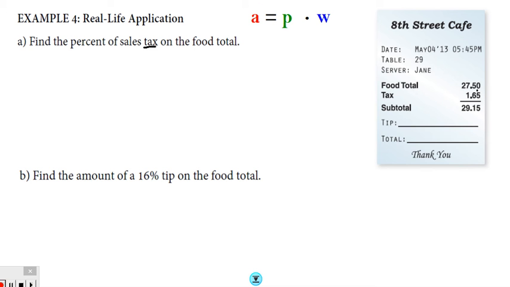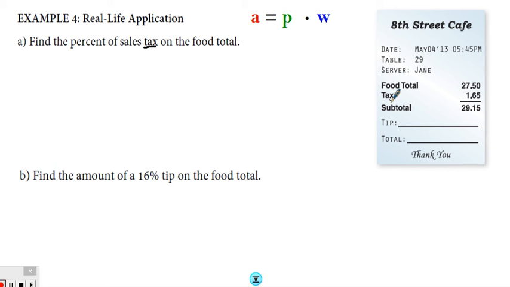Here it says the amount of tax is $1.65. The total price of everything that you ate, Jane, or whoever this person who went to 8th Street Cafe, their total bill was $27.50. And they had to pay tax, which was $1.65, and at the end they have to pay $29.50. But what was the percentage of the tax?